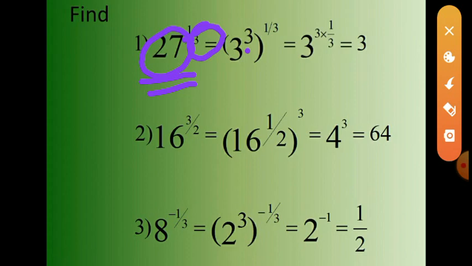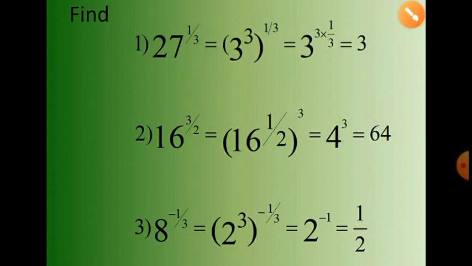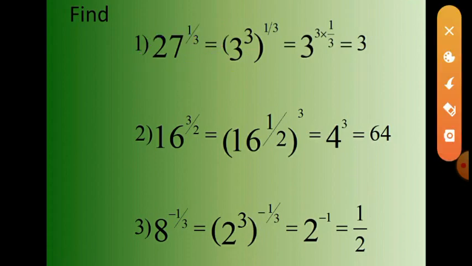Which number raised to 3 is 27? I'll be getting 3 raised to 3 is 27. So I can write 27 as 3 raised to 3 and this 1 by 3 as it is. So m into n I'll be getting as 3. This 3 and this 3 will get cancelled. The answer is equal to 3.